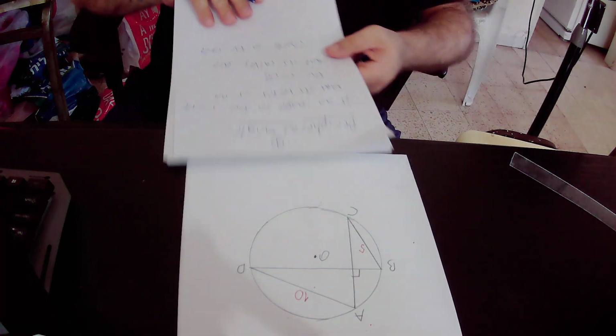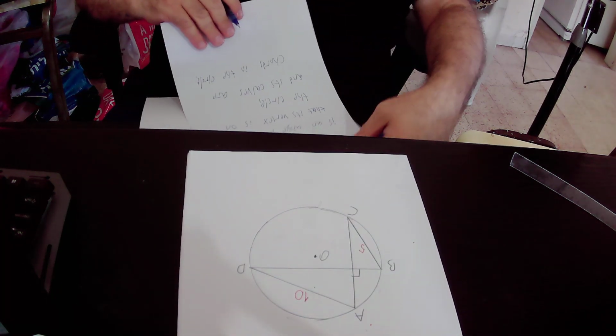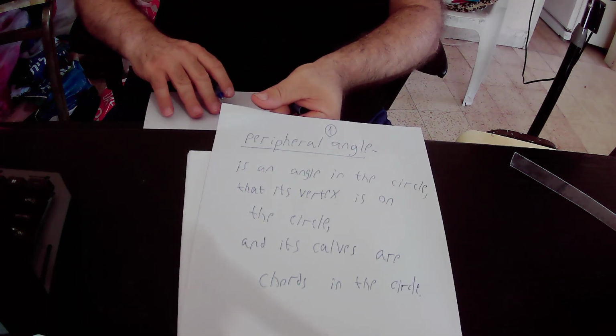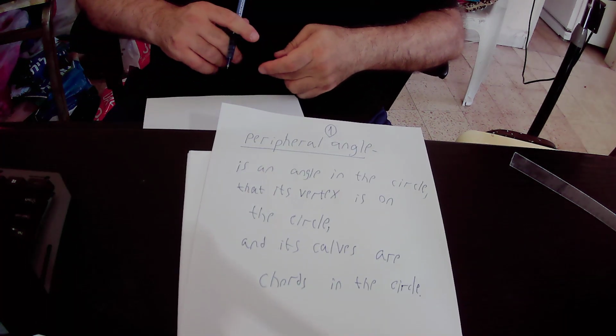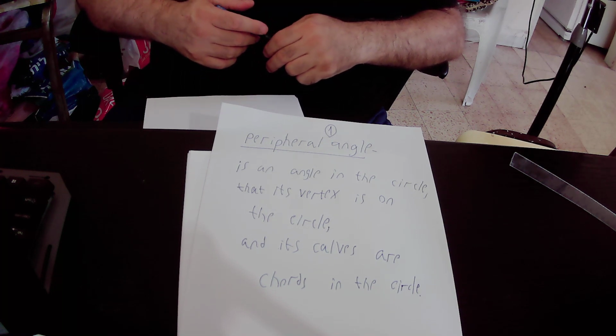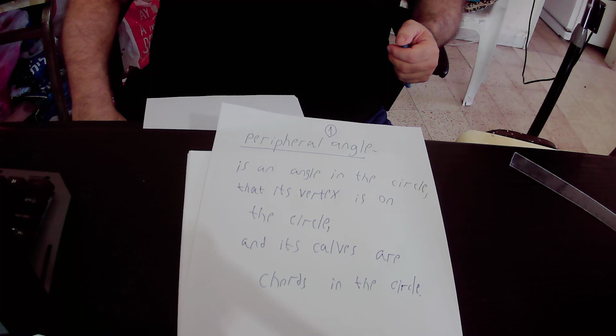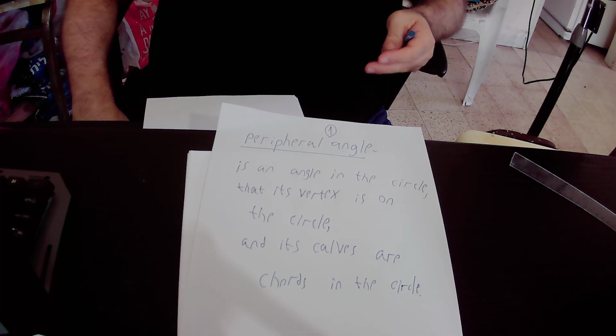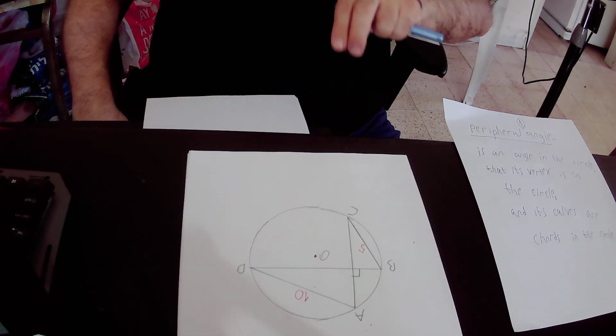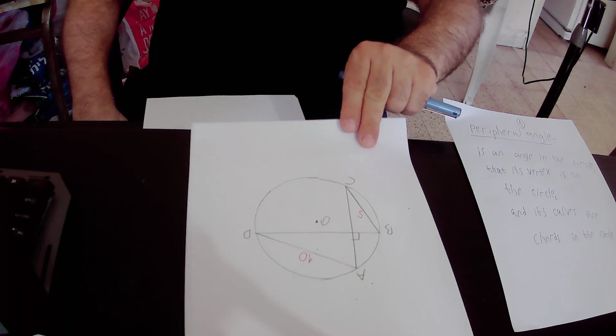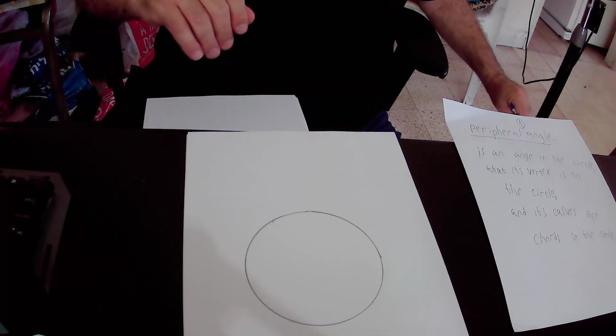So I will read again the definition of a peripheral angle. A peripheral angle is an angle in the circle that its vertex is on the circle and its curves are chords in the circle. Okay, now I will give you an example in order to clarify the definition.